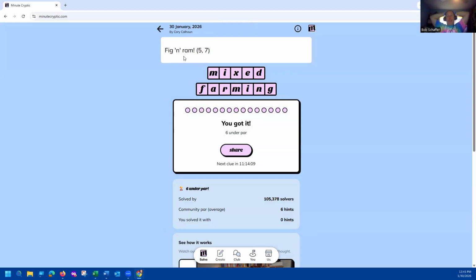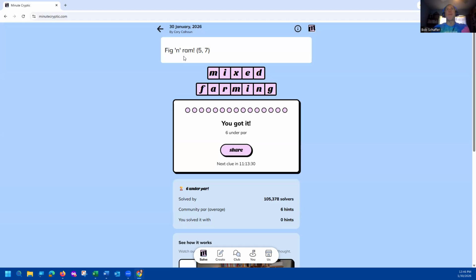Now I really have to back up for a second. Hold on. Okay, maybe what I said was true. Fig and ram are two different things that you can farm, and then mixing up farming gives us fig and ram. I am clearly surprised that I got it right. Six under par though. Look at that. I was about to go over and try sheep farming, but sheep would have just been the ram part.